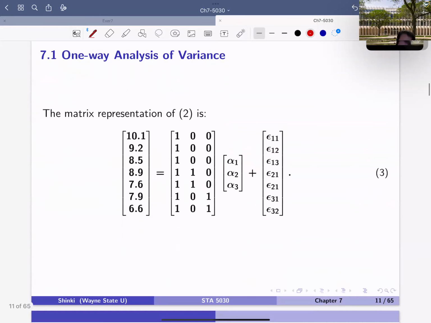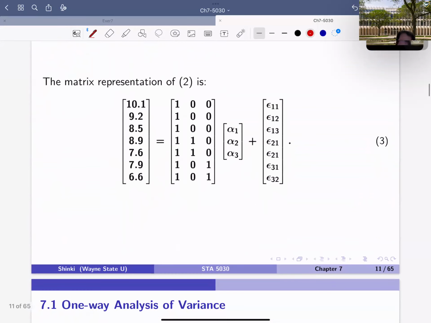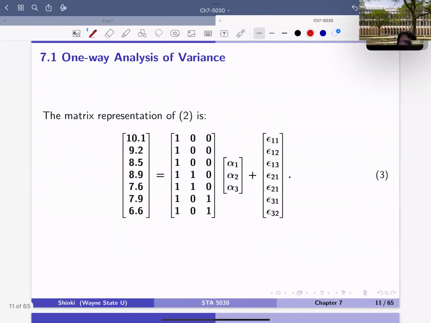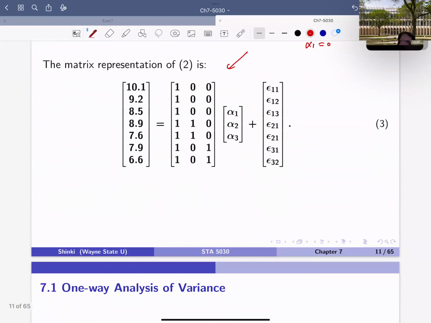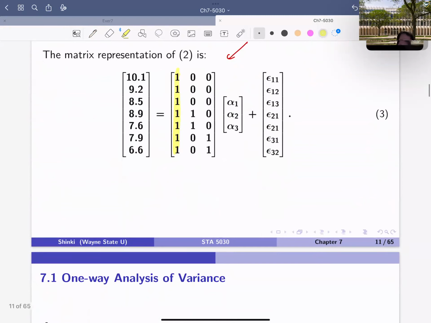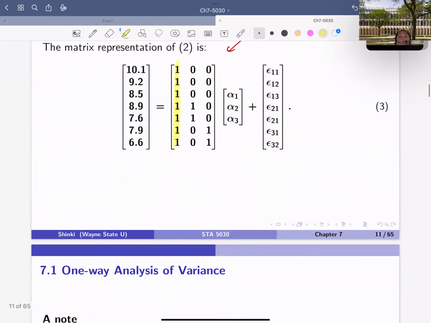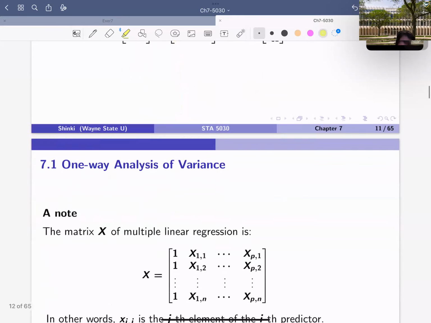Okay. So if we use the matrix, we use the expression x_ij is equal to mu plus alpha i plus epsilon_ij with alpha 1 equal to 0. The expression is this, and this is usually the preferable expression in linear regression and ANOVA. So often we use this.